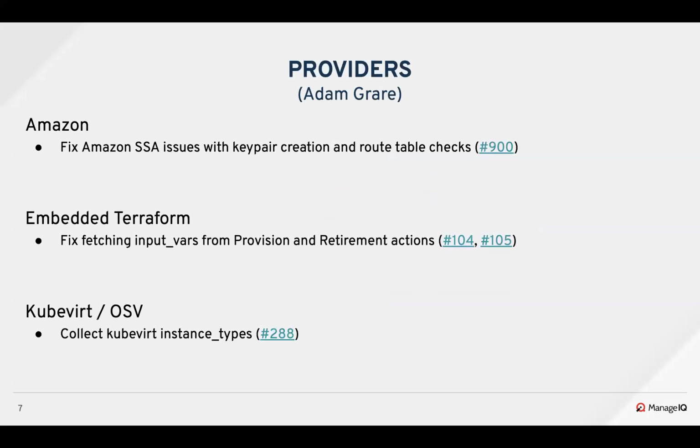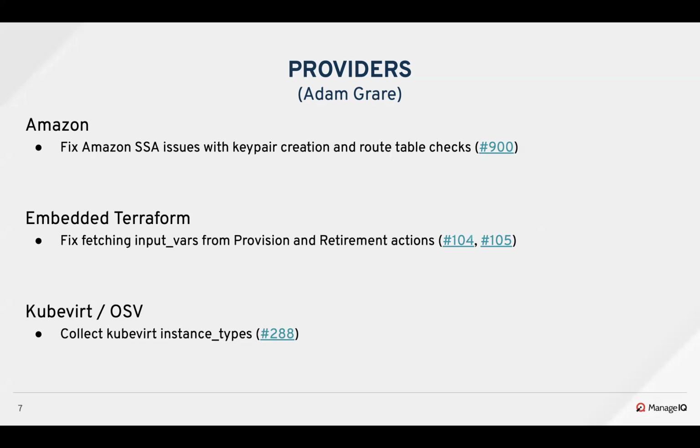So for providers this sprint, a community user fixed some issues with the Amazon Smart State coordinator. There were bugs with key pair creation, and also route table checks were failing due to a change in the AWS SDK. So he got a couple of those fixed. I know he's still working through a couple other issues, so hopefully we'll have some more PRs in that area next sprint.